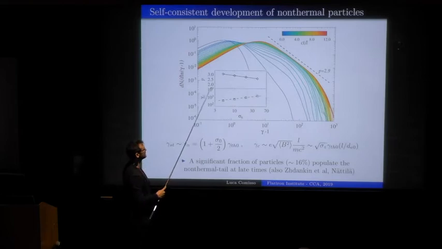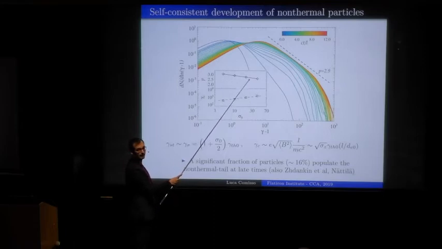Because if you increase the magnetization, as the inset shows, the slope becomes harder, so the power law slope decreases.